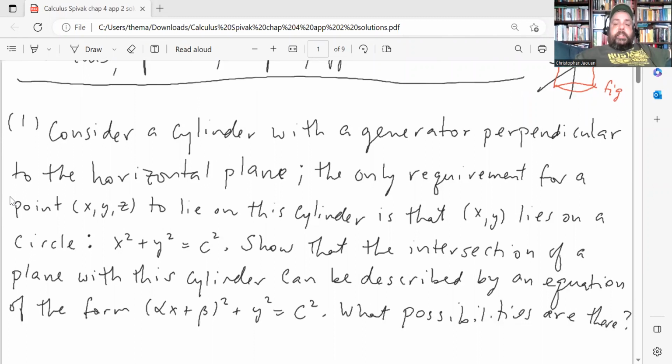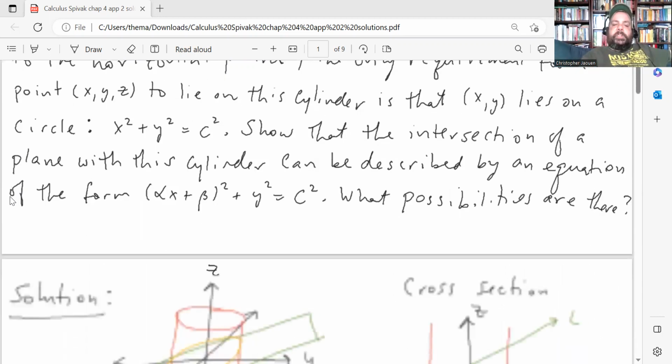Consider a cylinder with a generator perpendicular to the horizontal plane. The only requirement for a point (x, y, z) to lie in the cylinder is that (x, y) lies on a circle, x squared plus y squared equals c squared. And he wants us to show that the intersection of a plane with this cylinder can be described by an equation of the form (αx + β)² + y² = c². And he wants us to say what possibilities there are.